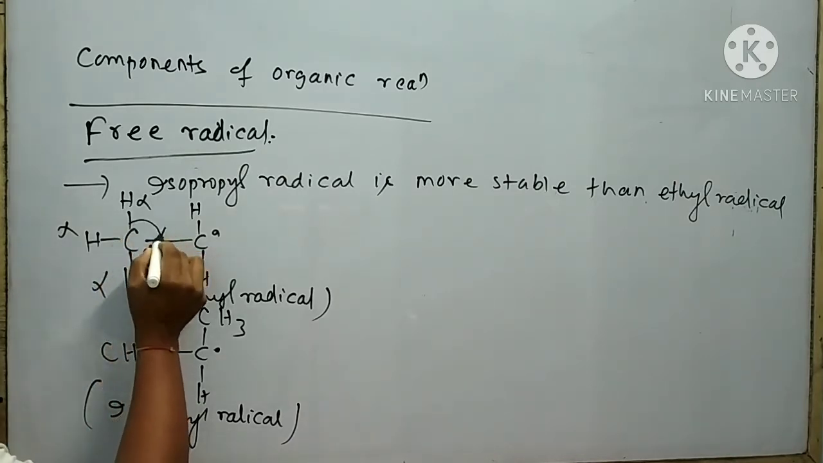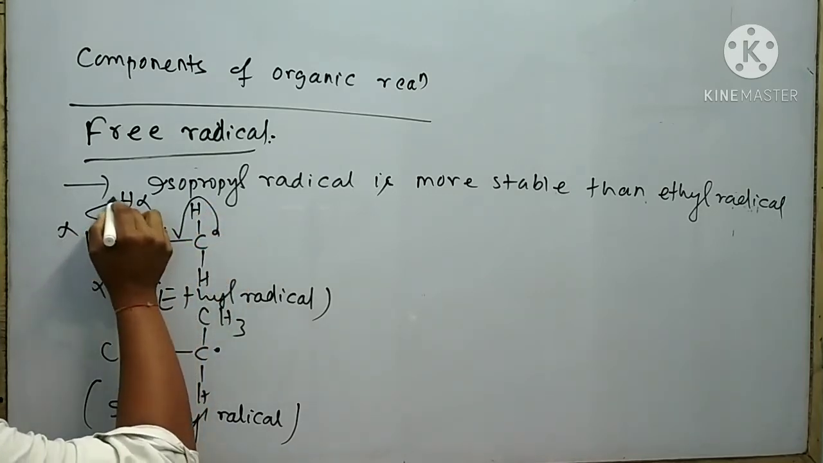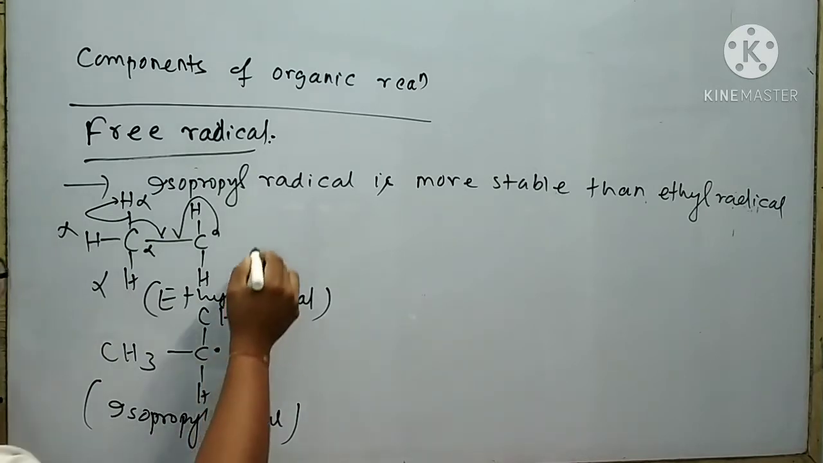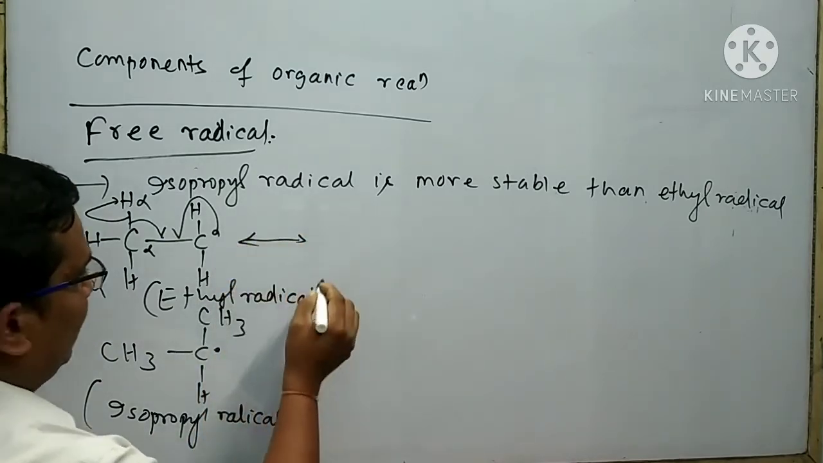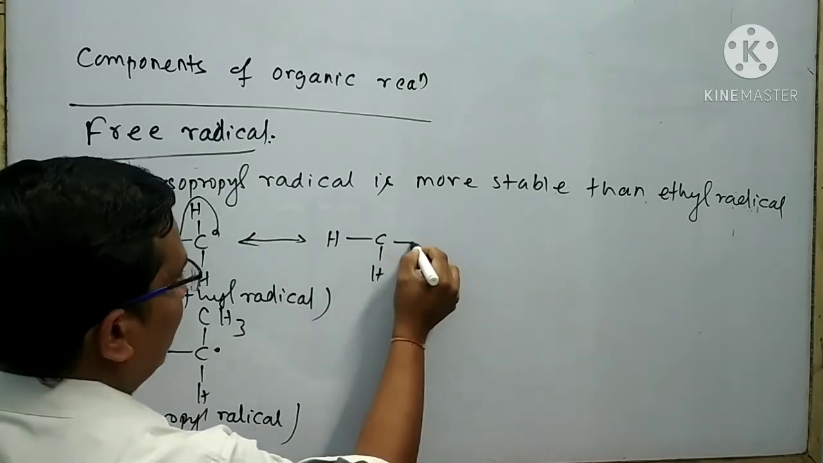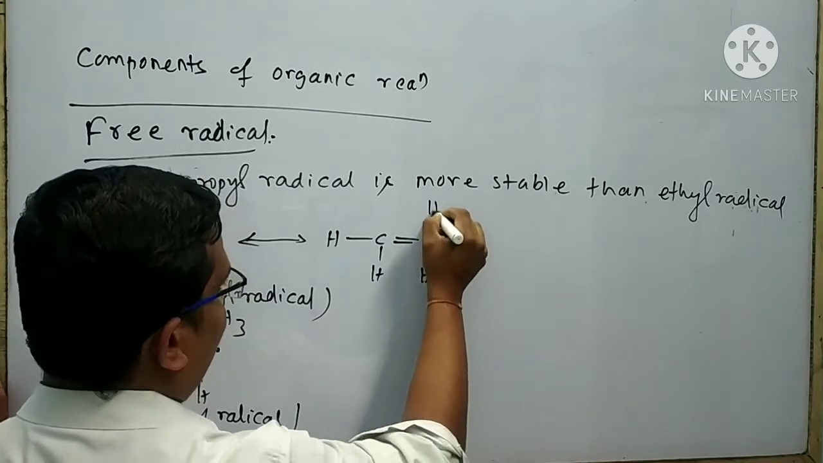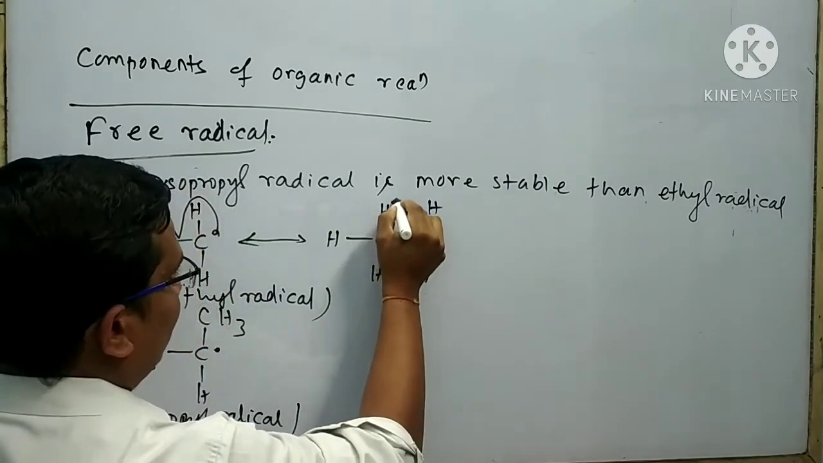Form a double bond here and form a free radical here. The structure will be written like this: H bond C bond H, double bond C bond H bond H. Here H dot is present.